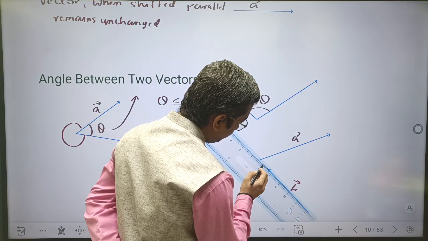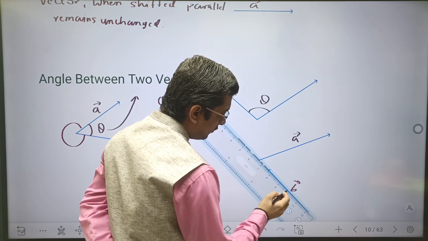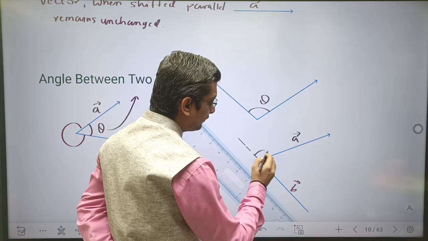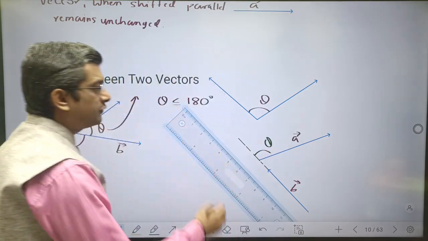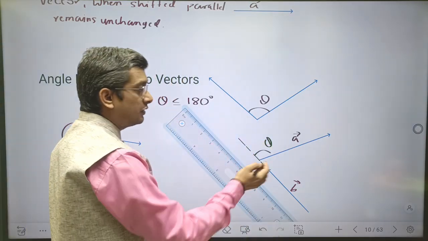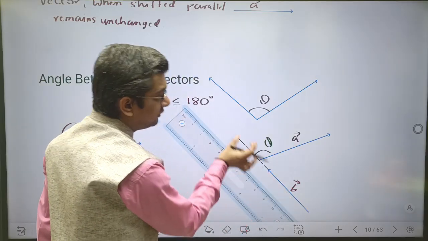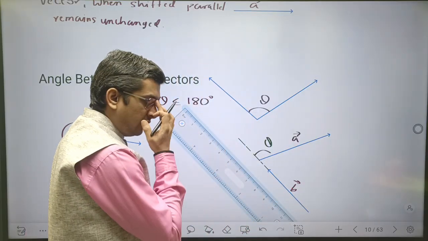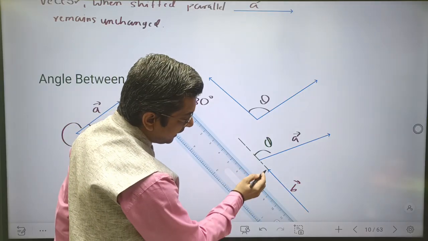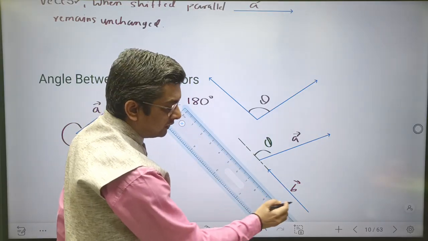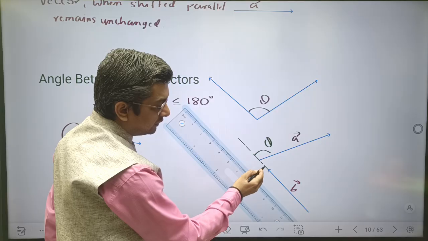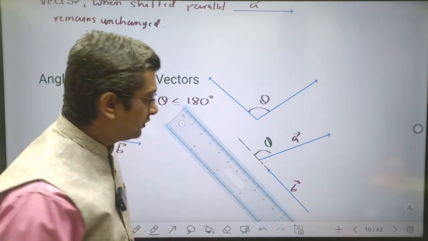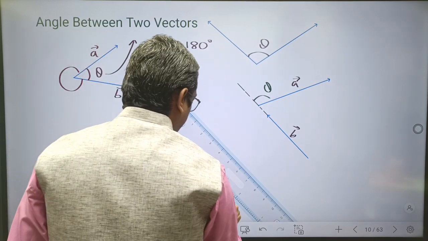So this is the direction of vector b and this is the direction of vector a. So this angle is actually theta. In the earlier example, we just shifted this vector. But in this example, if you can't shift it, just extend the direction. The direction of B is like this one, so extend it in this way. So this angle will be equal to theta. In this way, you can find the directions of the vectors.